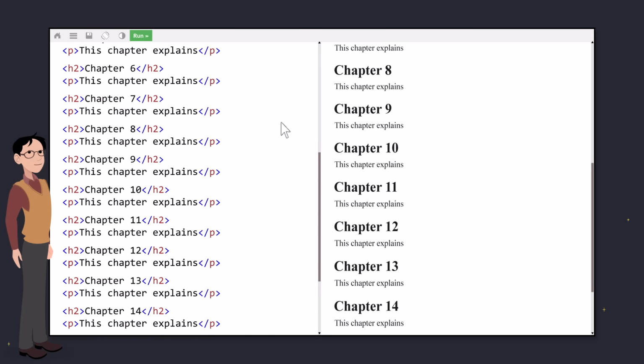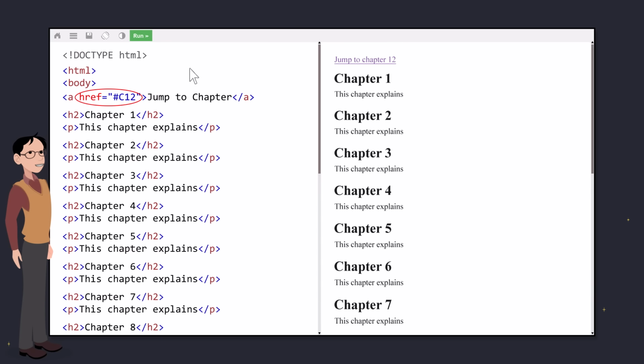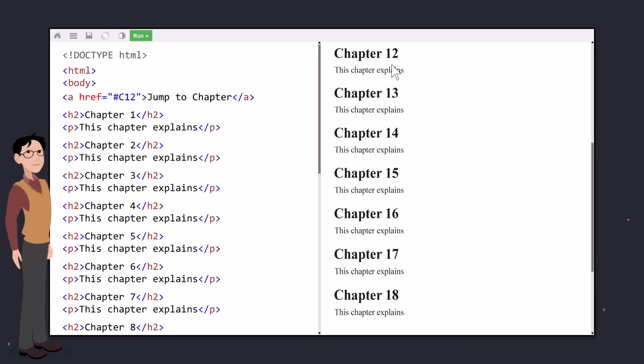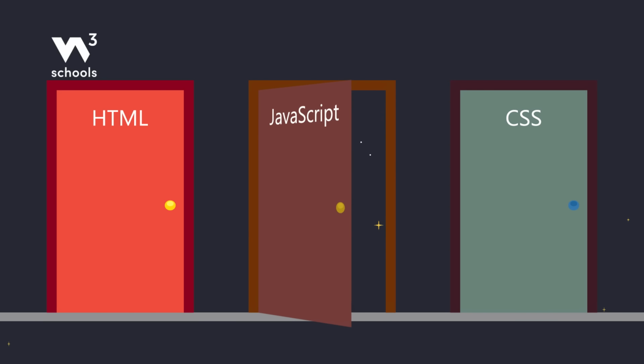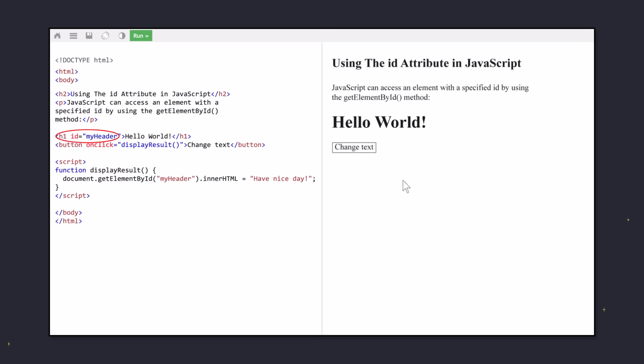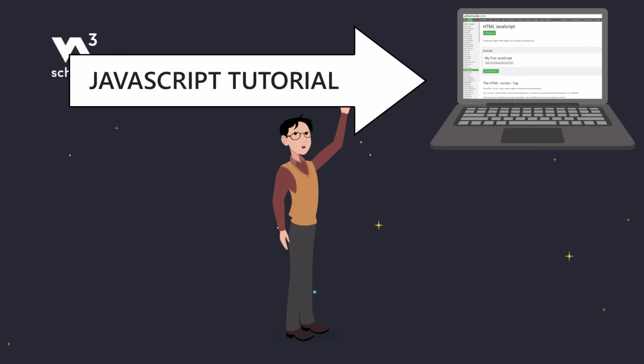Want to make your own bookmark? First, insert the ID attribute and then add a link to it. When that link is clicked, the page will scroll right to the section of the bookmark. You can even jump to a bookmark from another page. But remember how I said you could use this in JavaScript? Let's go over to that. JavaScript can access an element with a specified ID by using the getElementById method. See? You can use the ID attribute to manipulate text with JavaScript. Want to learn more about JavaScript? Then head on over to the JavaScript tutorial.